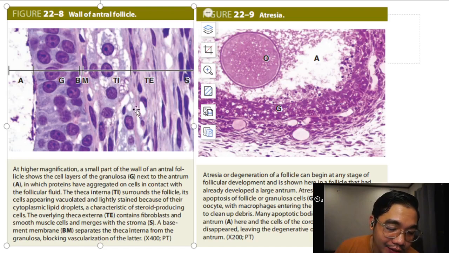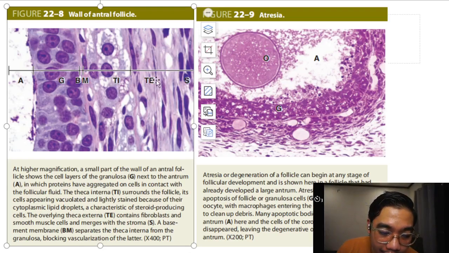So why does it look vacuolated? Because fat is very hard to stain in H&E, especially fat droplets. That's why it looks empty, because it doesn't stain. Then they give the estrogen precursors to your granulosa cells, like I said earlier. The granulosa cells then create estrogen from the precursors from their theca interna.